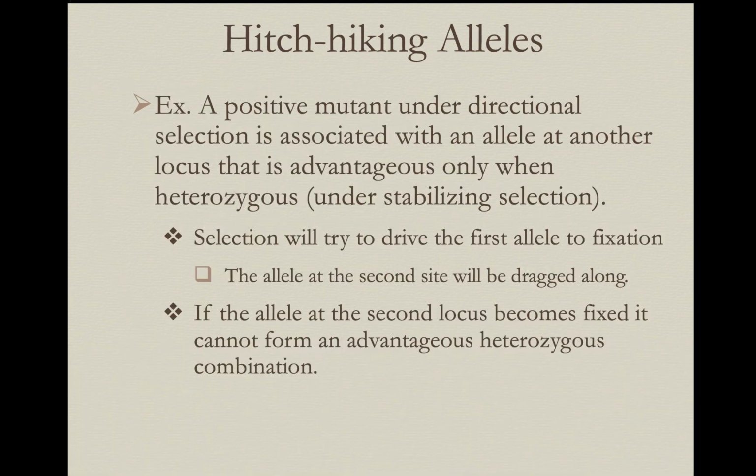Let's look at another example. So we may have a positive mutation that's under directional selection, but if it's linked to a locus in which you only get an adaptive morphology when you have the heterozygous condition under stabilizing selection, well, selection can't work in both ways at the same time. Selection will try to drive the fixation of the new mutant in the first example, but if it does this, then the allele at the second site that just happens to be linked with it will be dragged along too, and it won't be able to form its heterozygous combinations anymore.